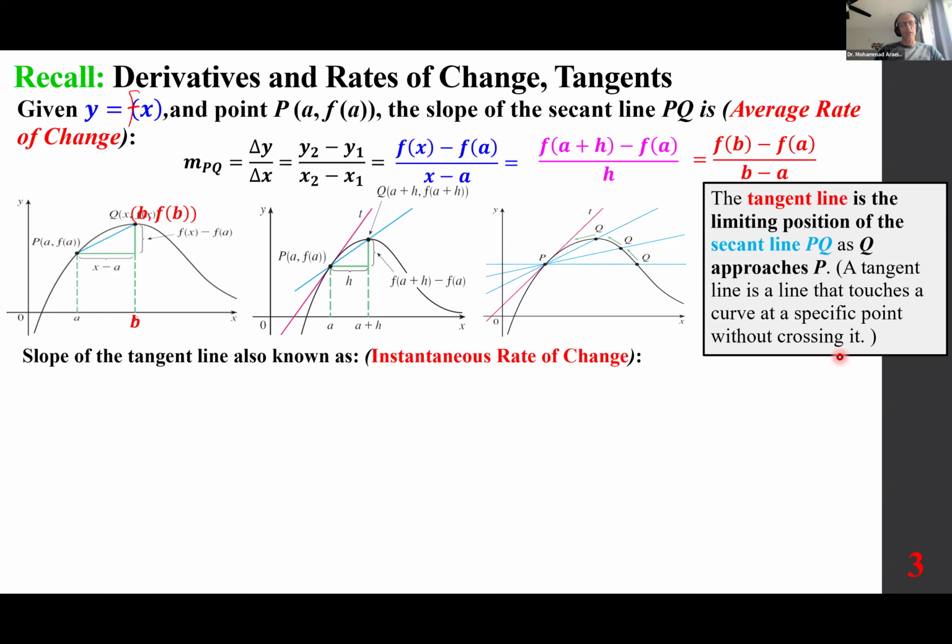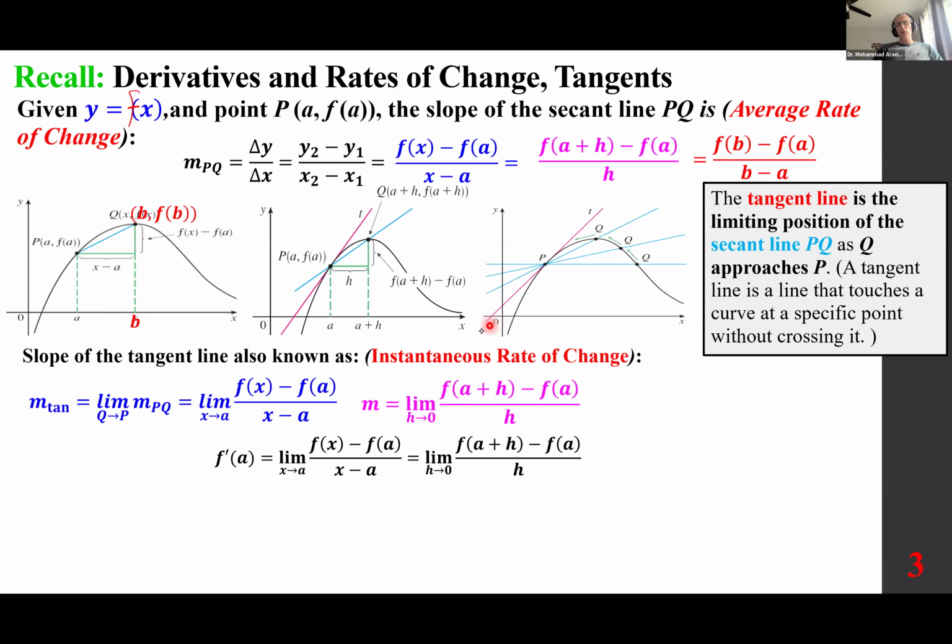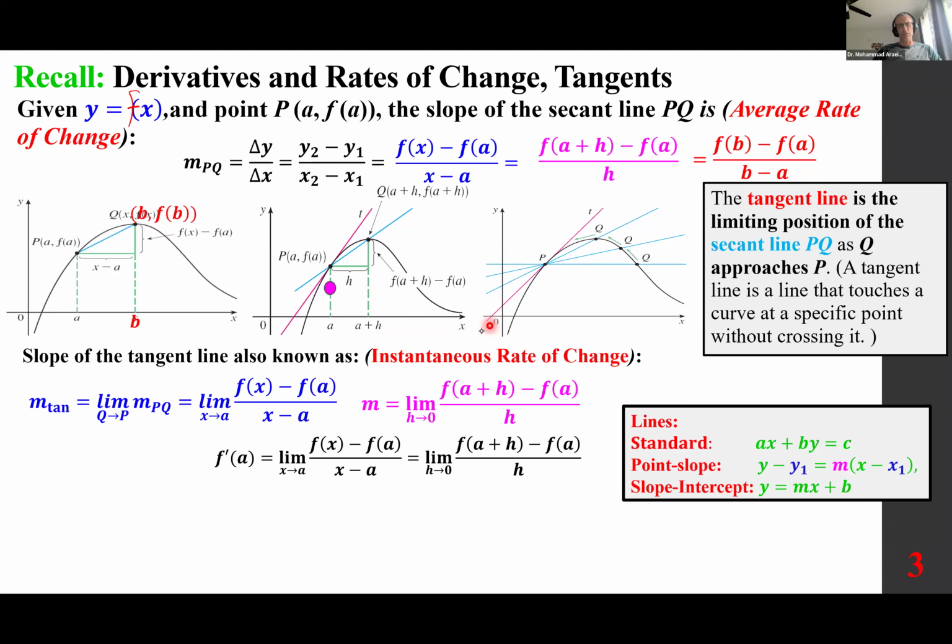Slope of a tangent line, also known as the instantaneous rate of change, we can take the limit of this piece as x approaches a, or this piece as h approaches 0, or just m of PQ as Q approaches P. We call it f prime of a, or the slope of a tangent line at x equals a.